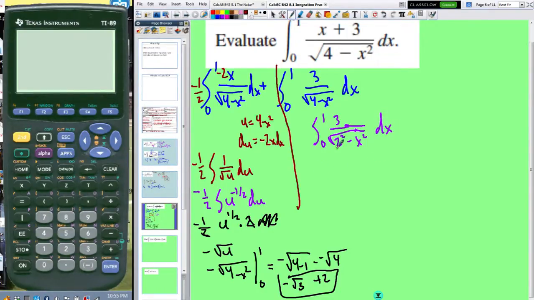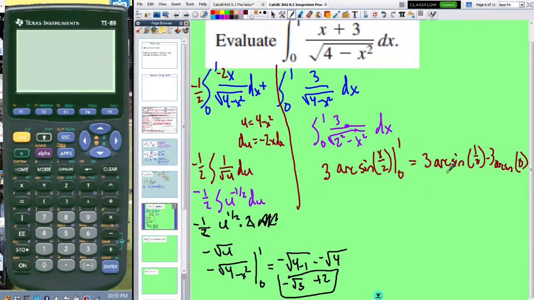And for this one, this is another one of those inverse trigs. It looks like arc sine. So that actually integrates to 3 times arc sine of x over 2. And again, something to memorize here. From 0 to 1. So when I plug in 1, I get 3 times arc sine, or inverse sine, of 1/2, minus 3 times arc sine of 0.